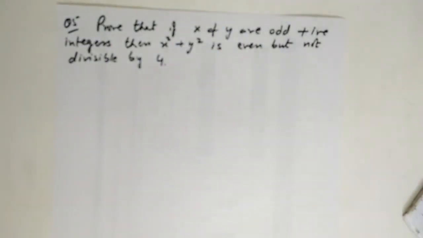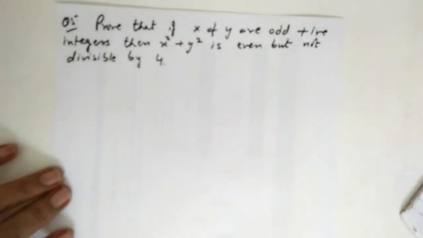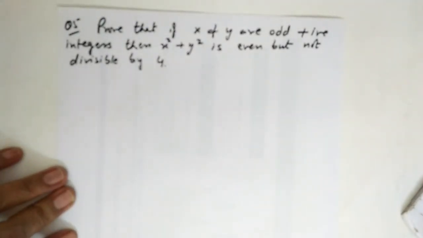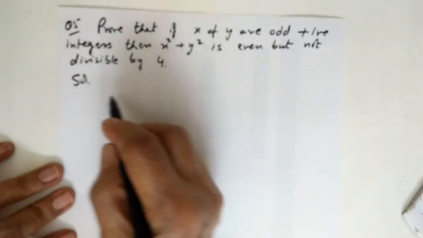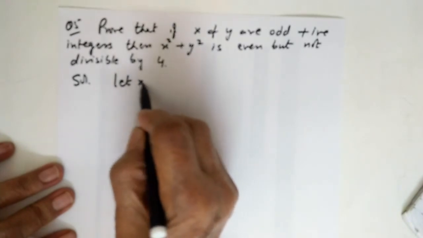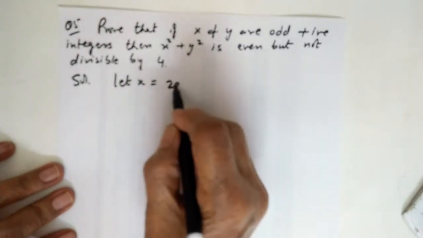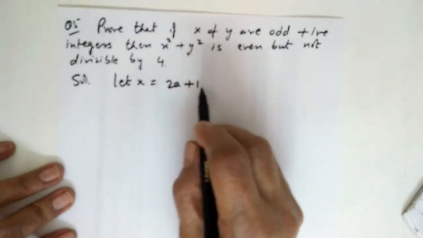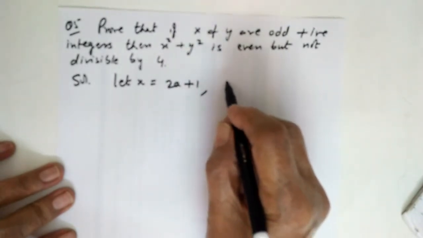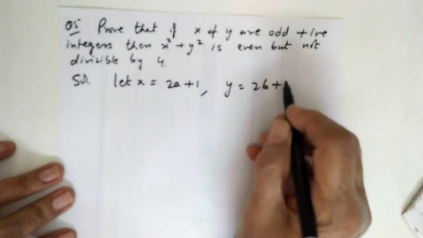Next, last question is prove that if x and y are odd positive integers, then x square plus y square is even but not divisible by 4. So again, very good question. Solution: let x is equal to 2a plus 1, because it is odd, even के लिए 2, odd के लिए add 1, and y is equal to 2b plus 1.